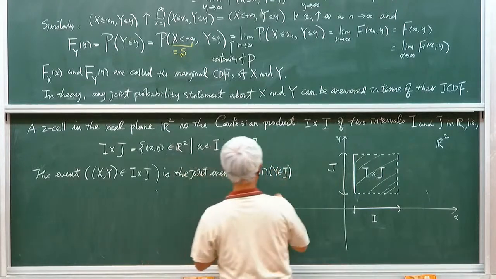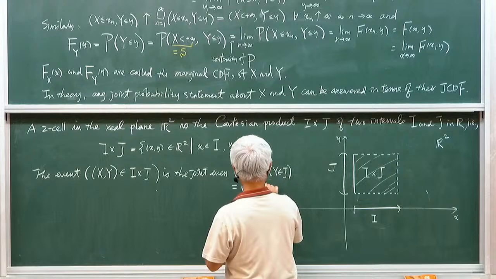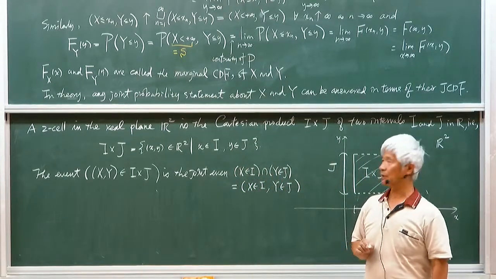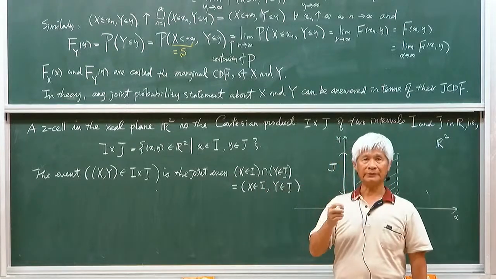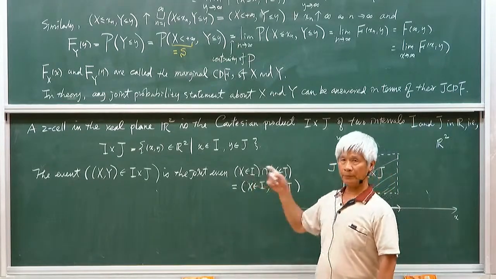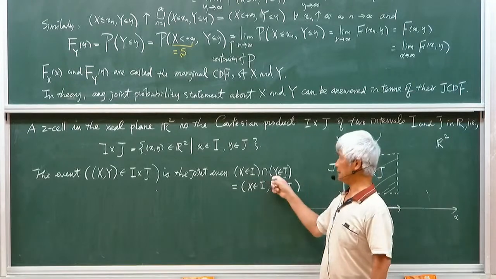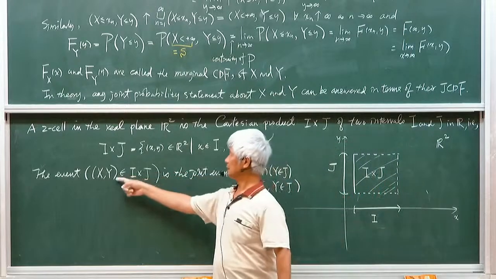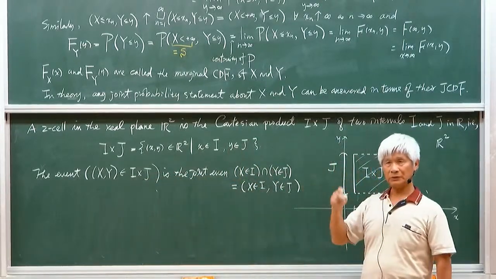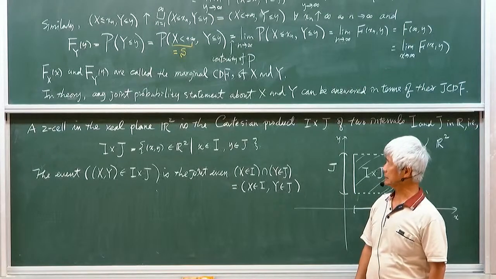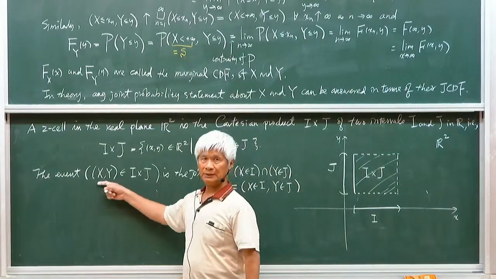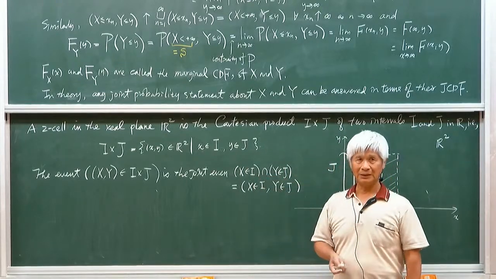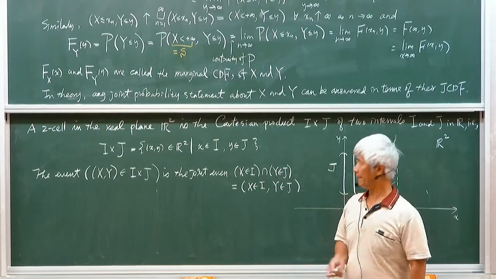Usually this is described in this way. It's the intersection of the 2 events, one described by random variable capital X, the other described by random variable capital Y. So there are two ways to write down the event. Sometimes we use a random vector to describe the event, or just write it down as the intersection of 2 events.